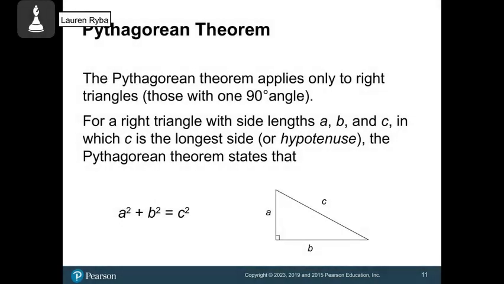Another common formula used in geometry is called the Pythagorean theorem. Now, Pythagorean theorem only works if you have a right triangle. So you must have a 90-degree angle in your triangle. It cannot be used for any other triangles that we see. If you have a right triangle and you have the sides A, B, and the hypotenuse is C, the C is always the hypotenuse. Then you can find C by doing A squared plus B squared equals C squared. Or you could find any of the other sides possible.